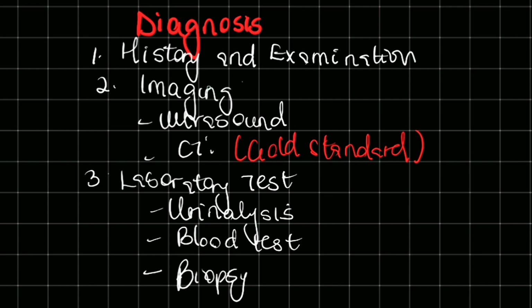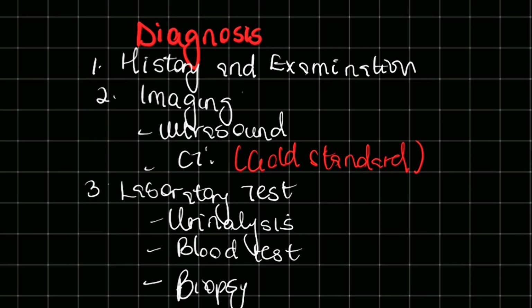Then the next step is imaging. First of all, we can do ultrasound. The reason why we do ultrasound is because it's for initial screening. Then we can move on to CT. CT is going to help us differentiate between the types of masses. It's also the gold standard, basically. Then we can also use an MRI. I didn't put it here because an MRI is not commonly used. We can use an MRI if the case is complex or if you want to avoid radiation exposure.